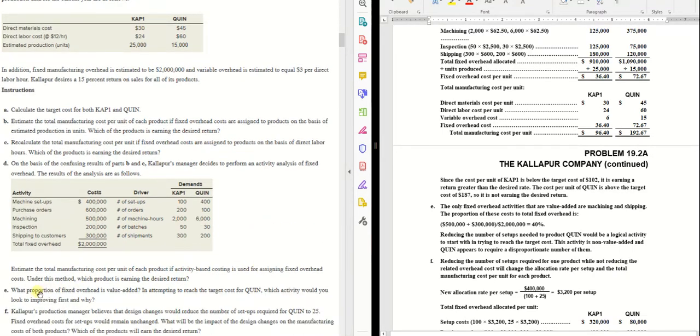Okay? E, look at the proportion of fixed, what proportion of fixed overhead is value added? So if you think about value added, what do people pay for? Okay, so if somebody said, hey, I have to set up the machine 5 times to make it, so that's why I'm charging you more, you would say, all right, why don't you automate your machine setups and not have me pay for that? So that's not necessarily value added.